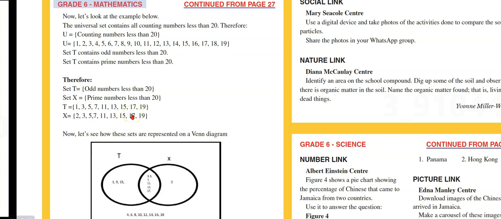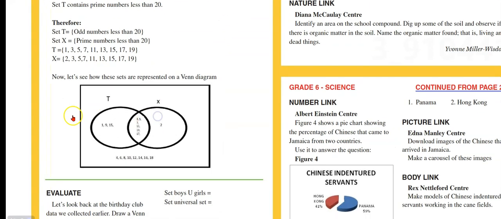17, 1 and 17, 19, 1 and 19. So let's bear this error in mind, please. Okay, let's go with this.